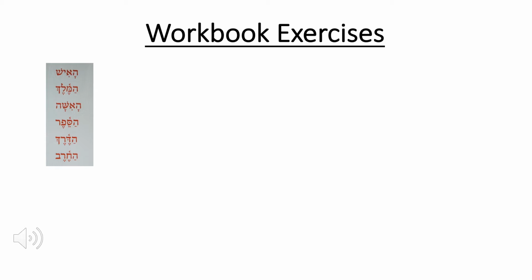In part 5 exercises, section 1, you are asked to explain why the vowel underneath the hey of the definite article is what it is in the given example. For instance, in number 1, we know that the definite article standard form is hey plus a patak plus a dagesh in the next letter. So why do we not have a patak here, and why is there no dagesh in the aleph?